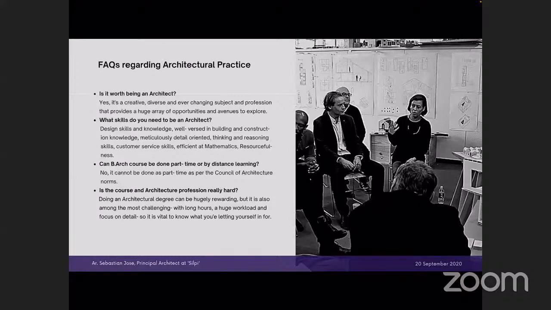Can the B.Arch course be done part-time? That's again a repetition. No, the Council doesn't allow you to do that.